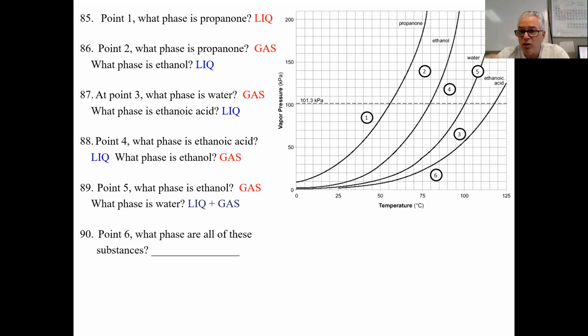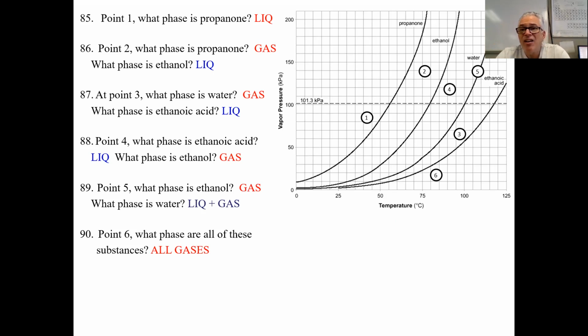Finally, at point 6, which is near the bottom, point 6 is in front of all of the curves. It's in front of propanone, it's in front of ethanol, it's in front of water, and it's in front of ethanoic acid. At that point, all of these substances would be in the gas phase.